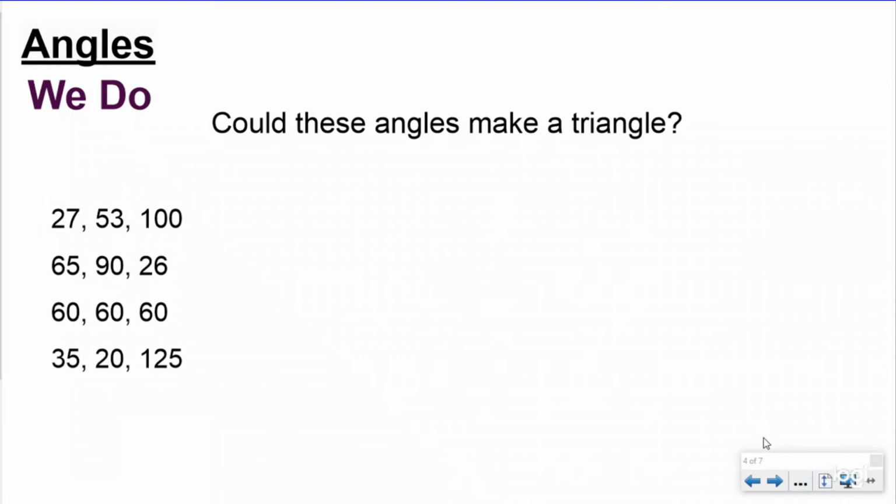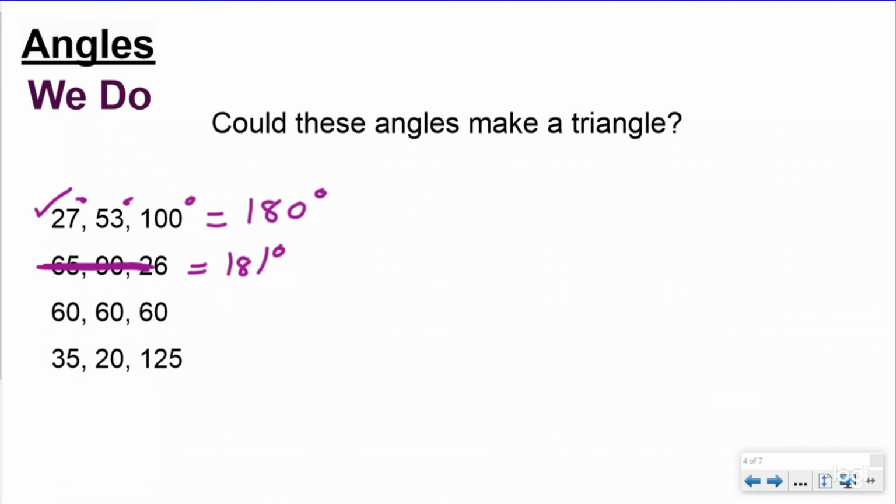So let's take a look at the we do problem. It says, which of these different angles could make a triangle? So for each one, I gave you three angles, right? And we want to know, can those angles make a triangle? So we know they have to equal exactly 180 degrees. When you add up these angles, they equal 180 degrees. So yes, 27, 53, and 100 degrees could make a triangle. 65, 90, and 26 equal 181 degrees. So these three angles could not make a triangle.